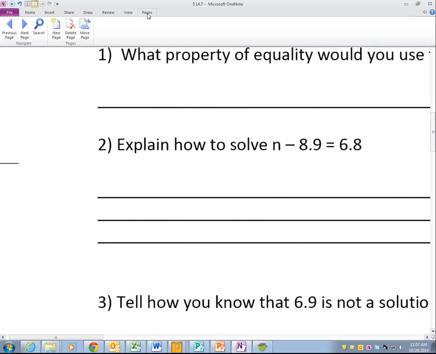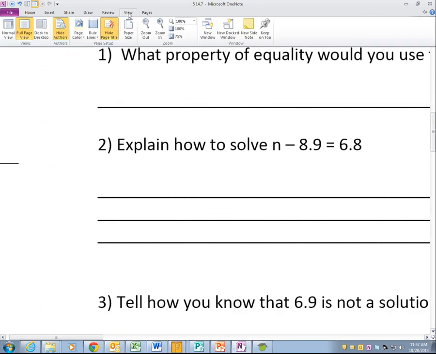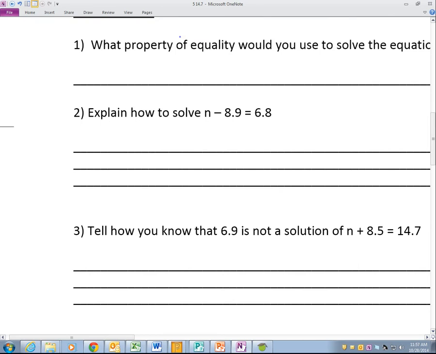So what property would you use to solve this equation, Anthony? Addition property of equality. The addition property of equality is correct. If you just said addition, no, it's not the addition property. It's the addition property of equality. Okay? Equality.